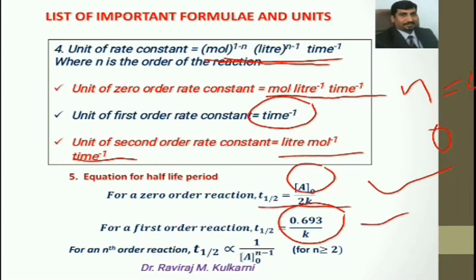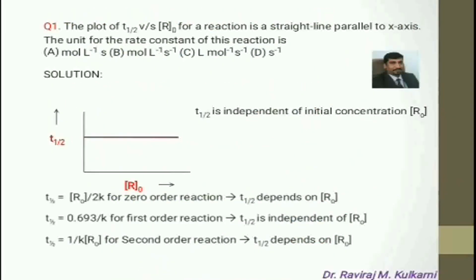So it is independent of initial concentration of reactant. For an nth order reaction, t half is proportional to 1 by A naught raised to n minus 1, for all n greater than or equal to 2. So these are the important formulae and units you should remember before we solve any numerical on this. Let's start with the first question which has appeared in an earlier question paper.